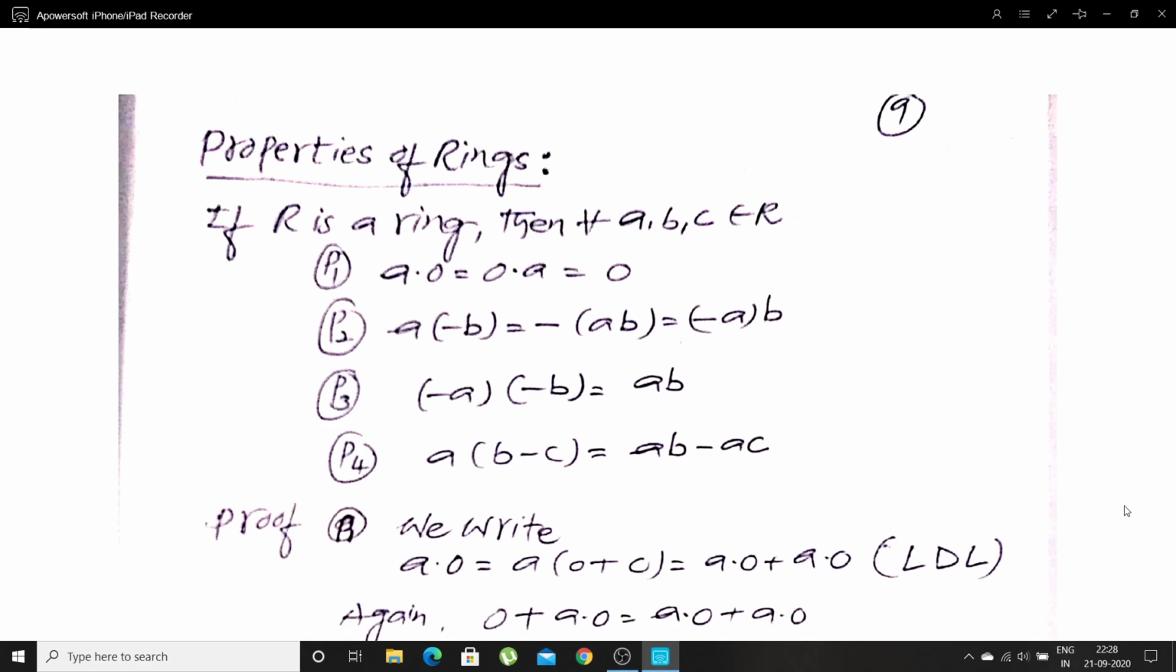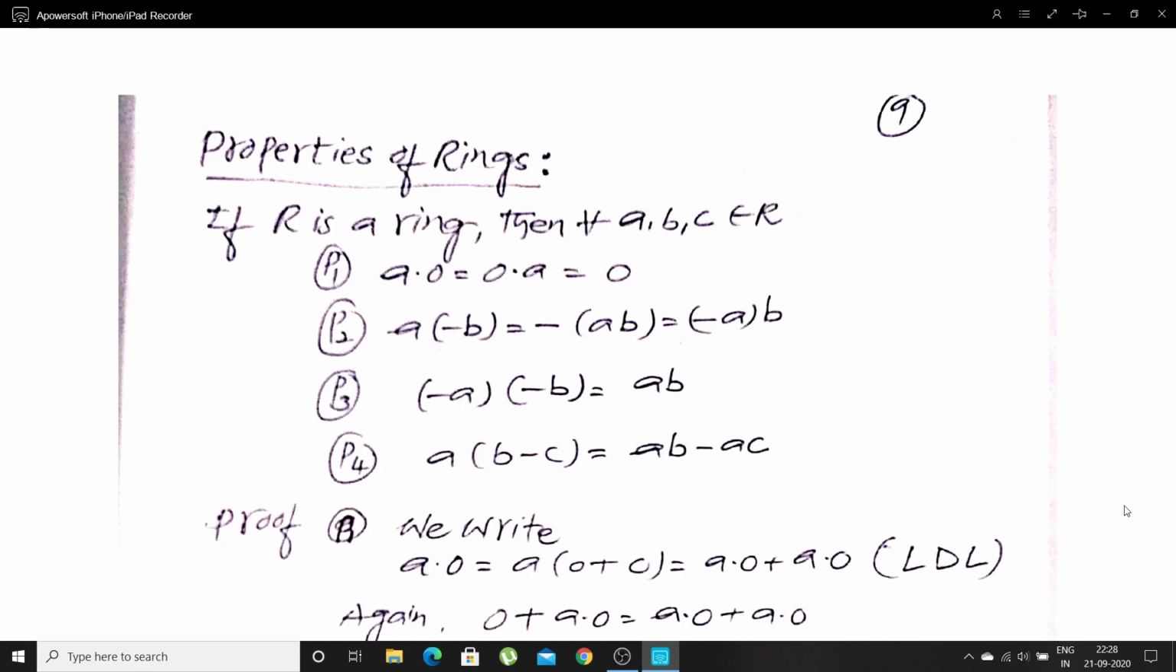Hello, my dear students. In the previous class, we discussed the definition of rings, special types of rings, and few examples on rings. Today, I'll take the properties of rings, four very interesting properties.